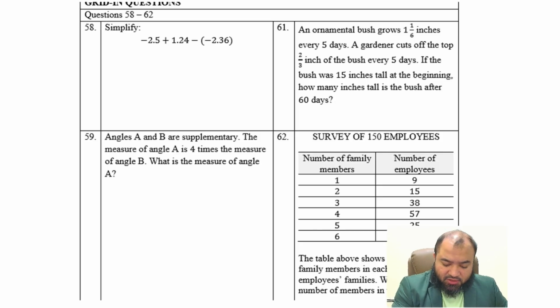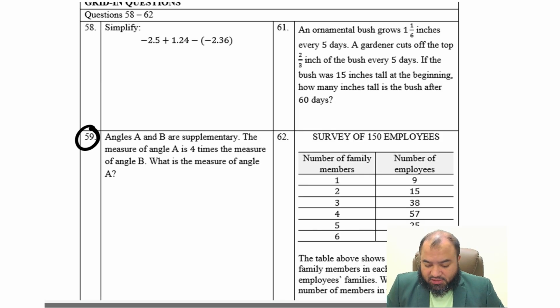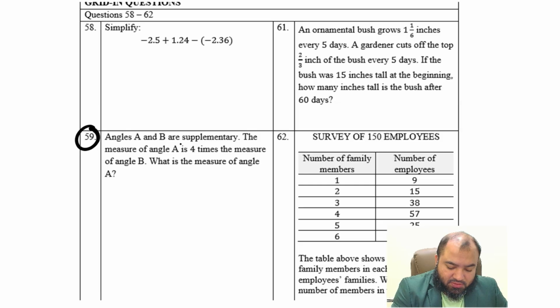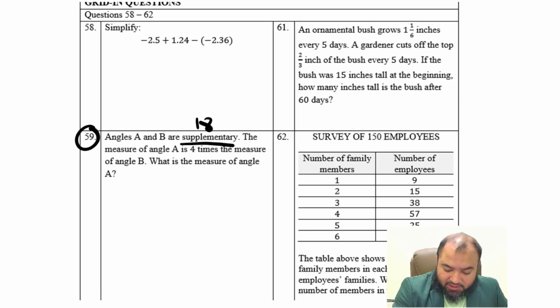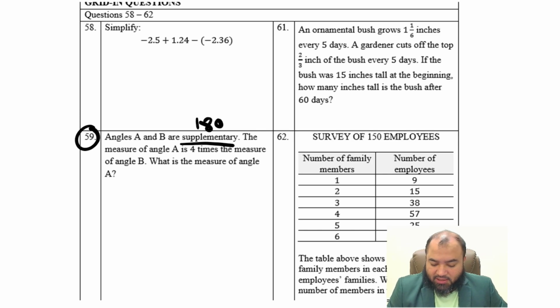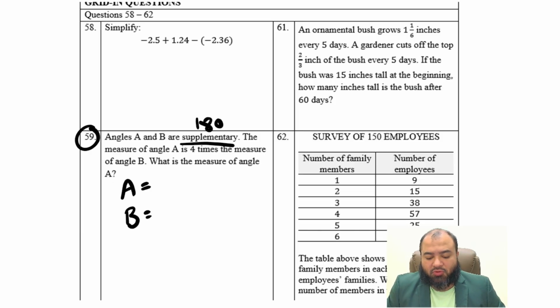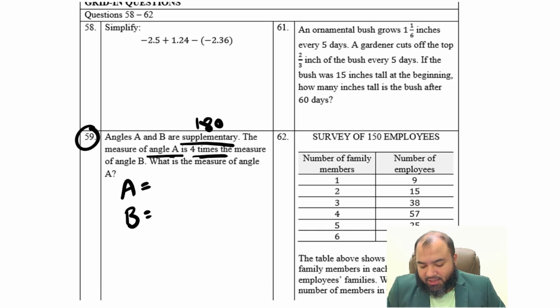So I'm going to start with question number 59. This is one of the questions that kids got wrong. Angles A and B are supplementary. So supplementary means 180 degrees. They add up to 180 degrees. So they said A and B will add up to 180. But how much is each? We don't know. But they're saying the measure of angle A is 4 times the measure of angle B.